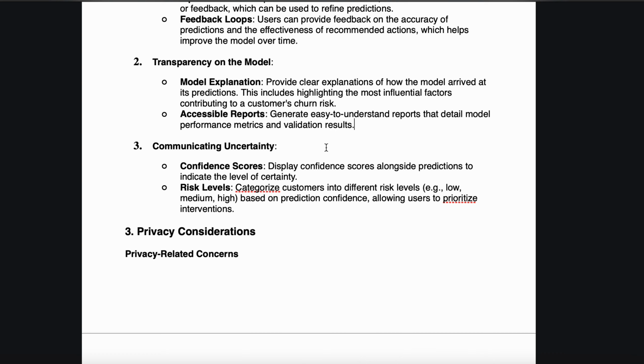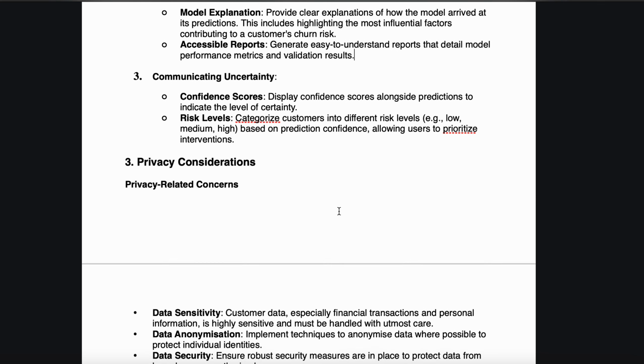Communicating uncertainty. So the model should be able to communicate to increase trust. Display confidence scores alongside predictions to indicate the level of certainty, right? Categorize customers into different risk levels. So instead of simply saying that this customer is at risk, we can have these levels where we can categorize these customers and then take it from there accordingly.